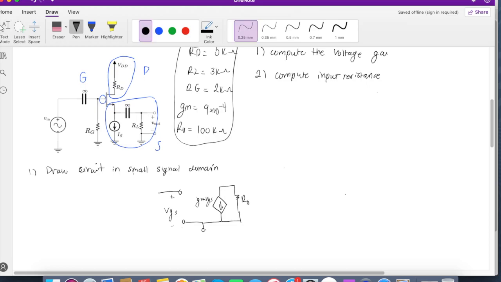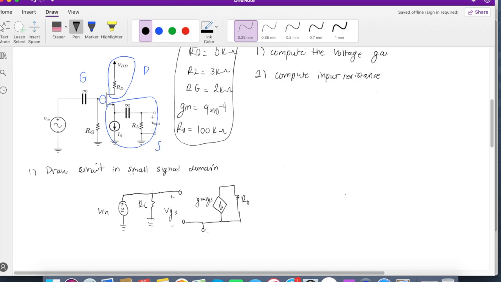So let's start by drawing this out. In the gate, we have a gate resistance, grounded, attached to a voltage source, Vin. Just to remind you guys, how are we drawing the circuit? We're short-circuiting the capacitors and deactivating all DC sources. Now in the source, we have a DC current source. How do we deactivate that? To remove current, we simply open circuit it.